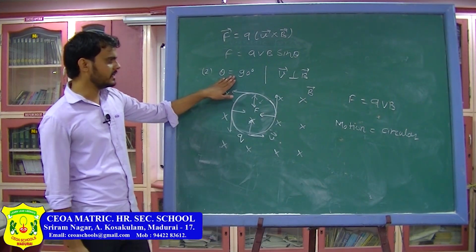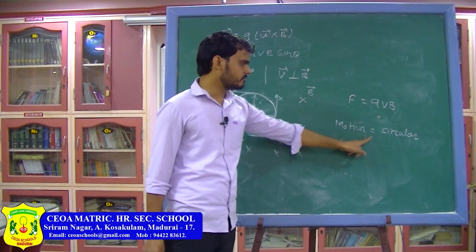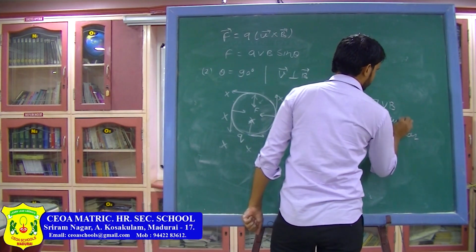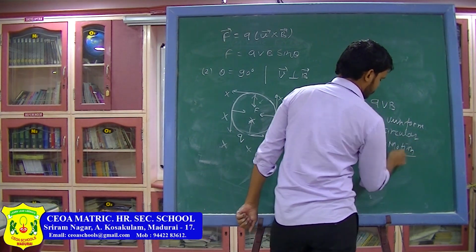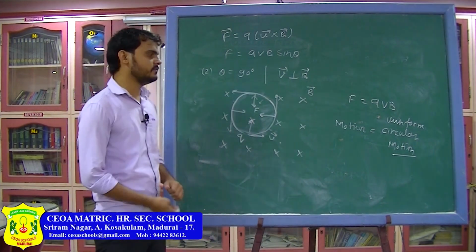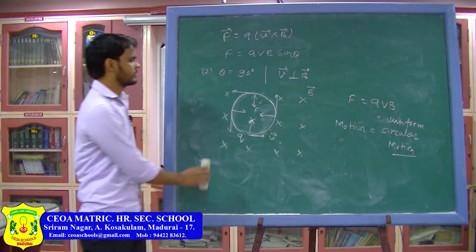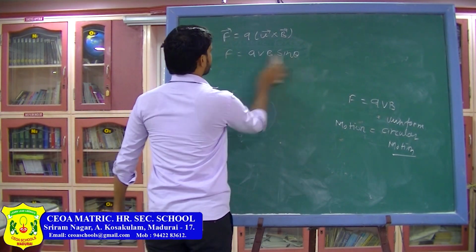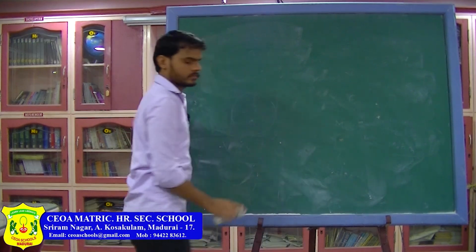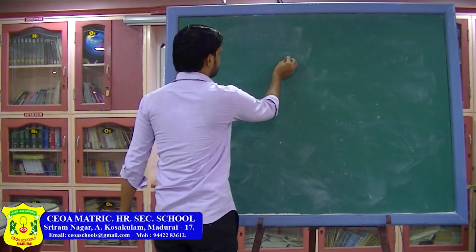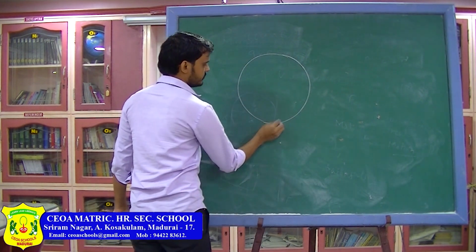So if the angle is 90 degrees between velocity and magnetic field, the magnitude will be qvB, and the motion of the particle will be uniform circular motion. So when the velocity and magnetic field are perpendicular to each other, the motion of the particle is circular motion, uniform circular motion.